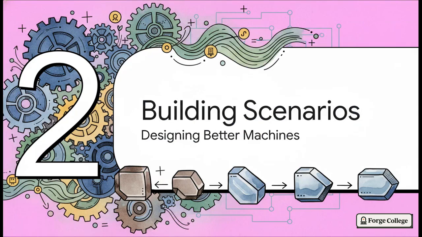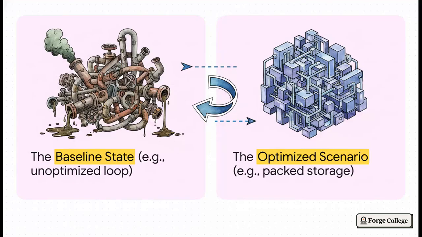Moving right along to Section 2, building optimization scenarios, or, as I like to call it, designing the better machine. So we have our baseline metrics securely saved. Now comes the actual invention phase. It's time to take those optimization ideas you scoped out in Lesson 1 and construct some alternative scenarios. And this brilliantly illustrates the conceptual leap we're taking here.